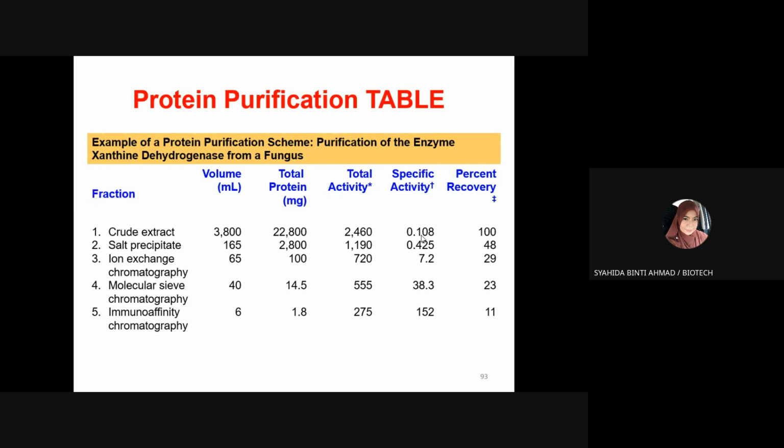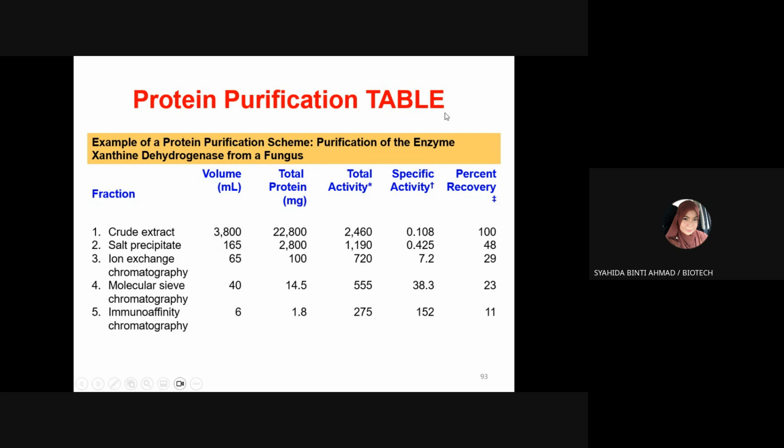Okay, once you do the extraction, then you have to do salt precipitation, right? This is based on the solubility of the protein. Then continue with ion exchange, then molecular sieve chromatography, and lastly immunoaffinity. So this is the step. As I said, you will learn more if you take enzymology. So you will see the pattern.